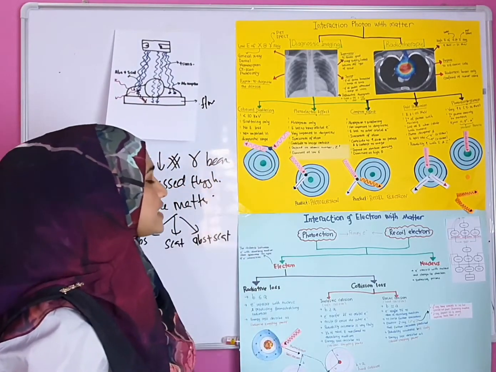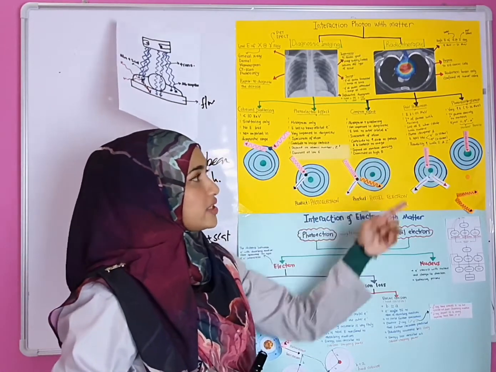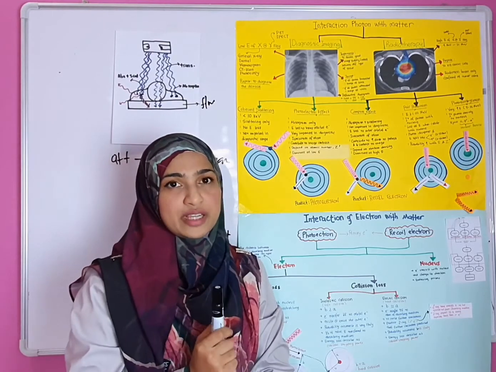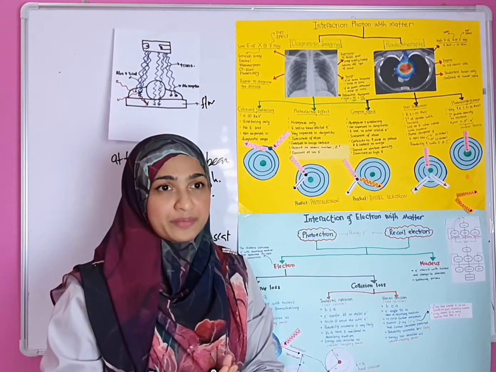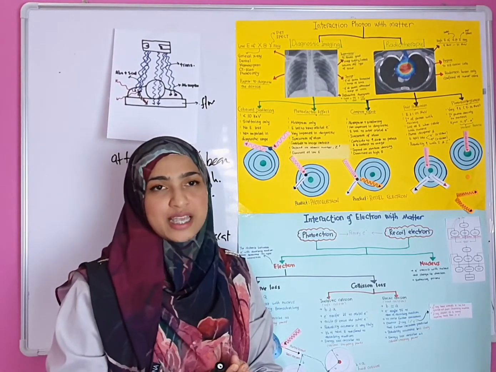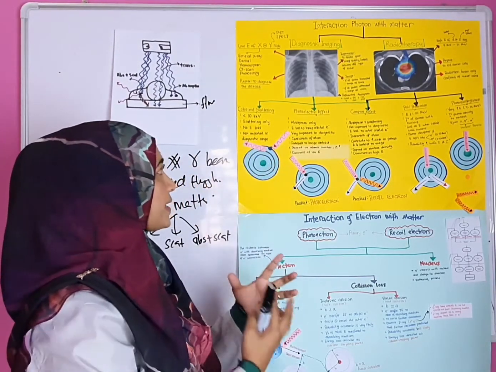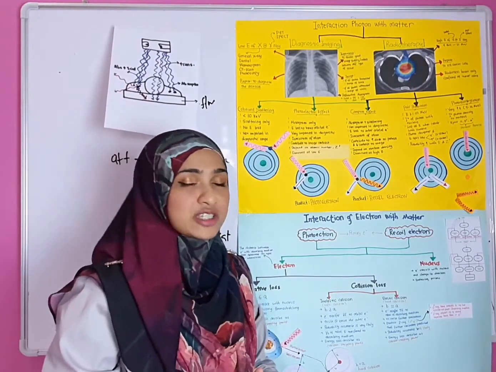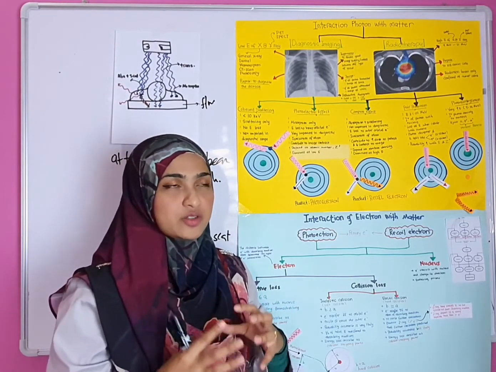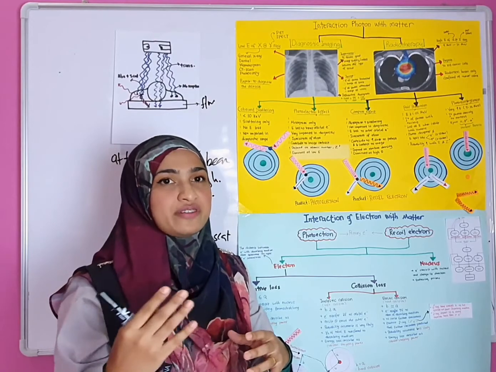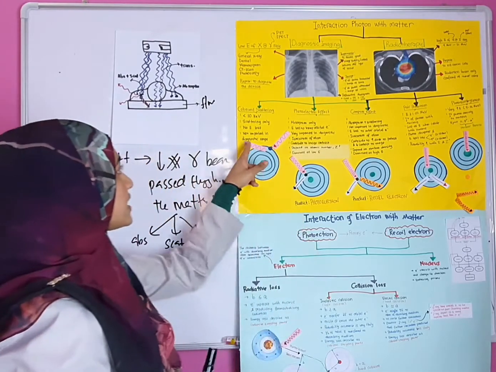So let's go to coherent scattering. The first thing we need to know about the differences between these interactions is the energy of the radiation. For coherent scattering, the energy of the photon beam is very low, less than 10 keV. When low energy X-ray passes through the matter, it doesn't transfer its energy. It just causes the atom to vibrate, and then it leaves the atom in a different direction from its original. So it is a scattering.